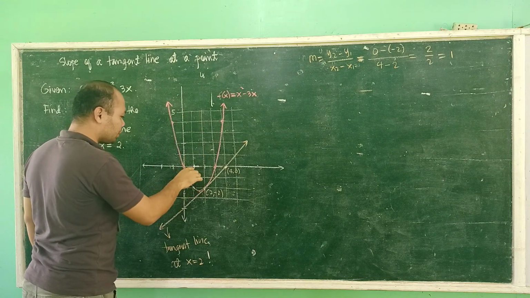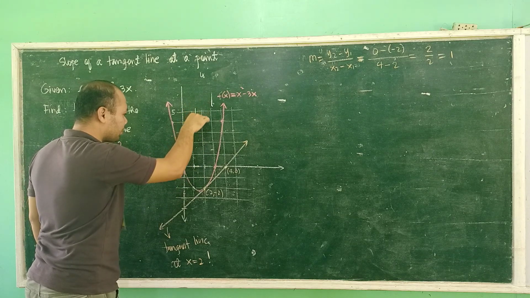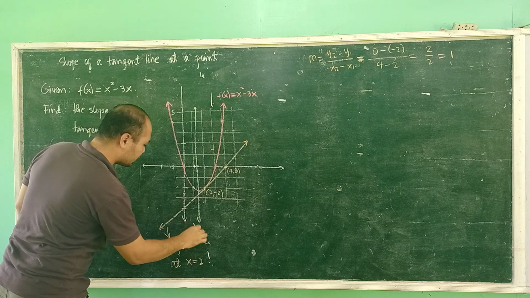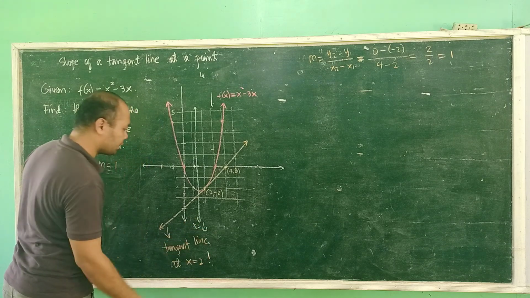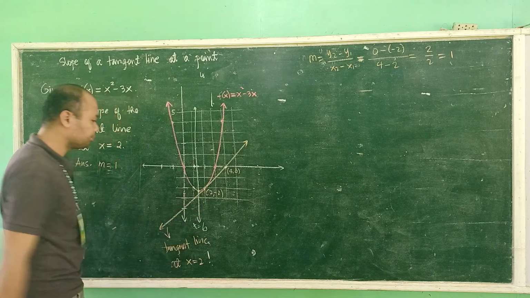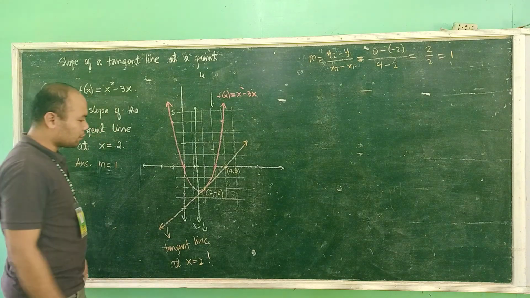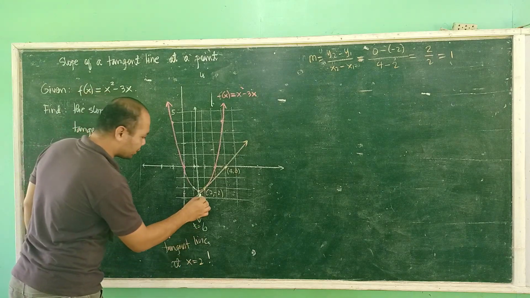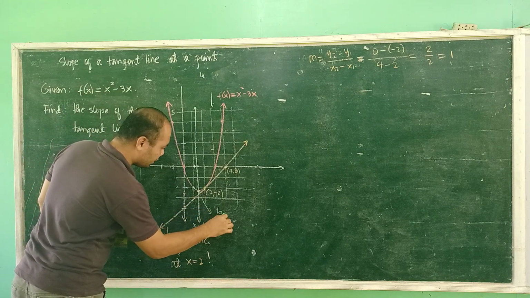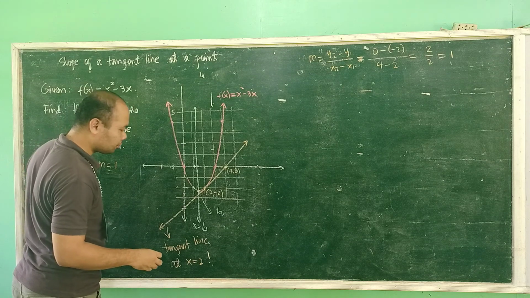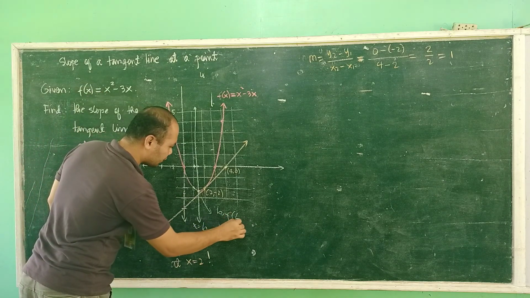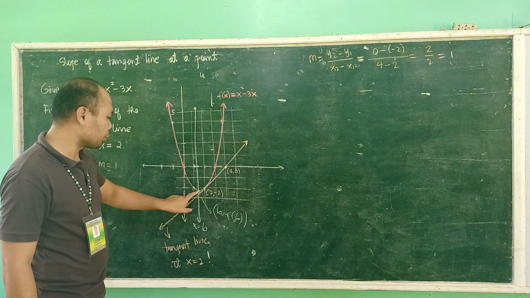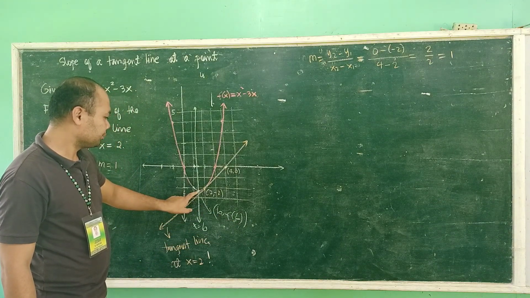Take an arbitrary point, not x equals 1, but some other point here. Let's say this is x equals b. So this is b here. What is the coordinate of the point where the graph intersects x equals b? It has the coordinate b and f of b. So this is the coordinate of this point.